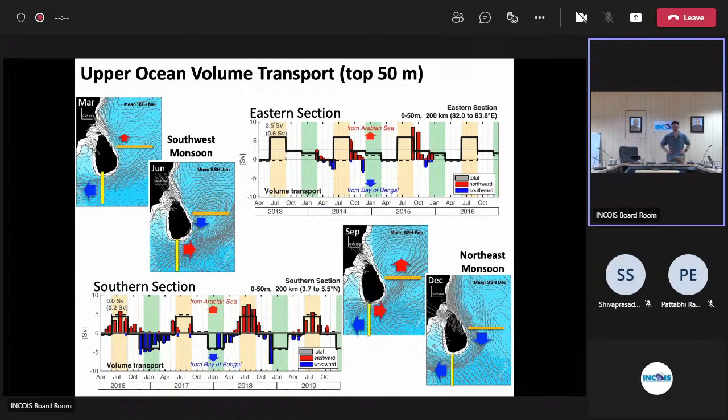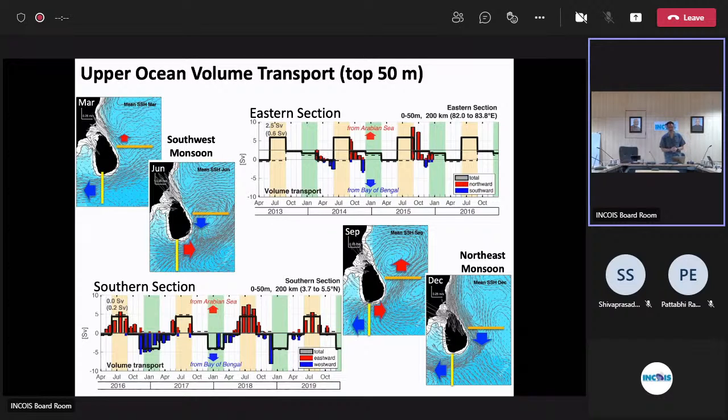And then coming out of the southwest monsoon, into the winter monsoon period, we often see northward transport of Arabian Sea water in the volume transport. Yeah, and this is just volume transport over that inner 200 kilometers of the section. So we're not looking at water masses yet or salt transport.